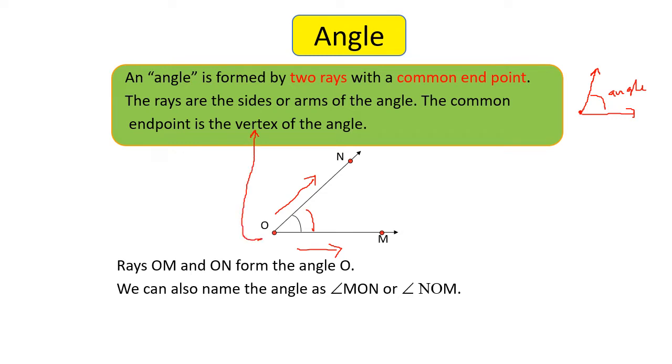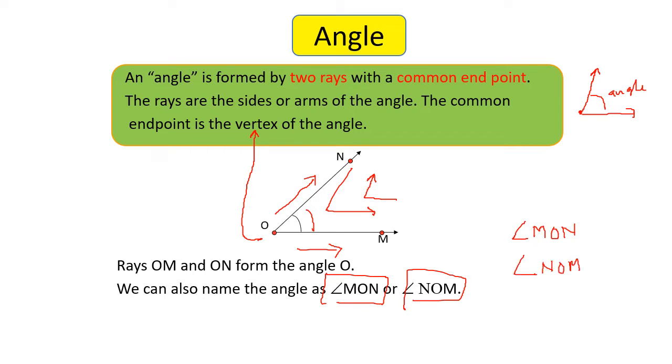So how do you represent an angle? You can either call it NOM, this way to this way, or you can also call it MON. So either of two ways you can name this angle. And this symbol is for angle, this symbol. So the symbol angle MON, or you can call it angle NOM, represents the angle.